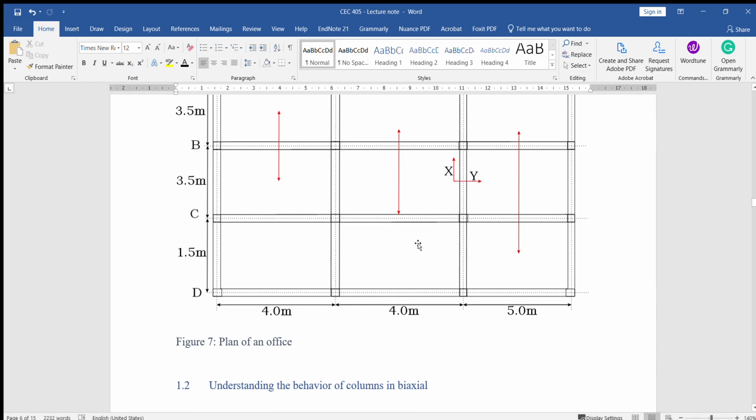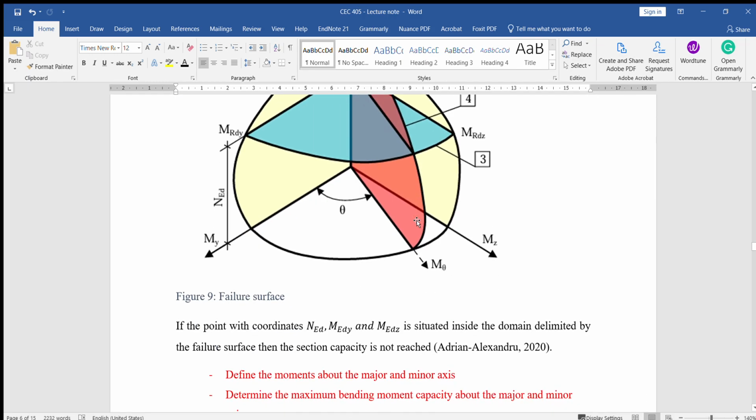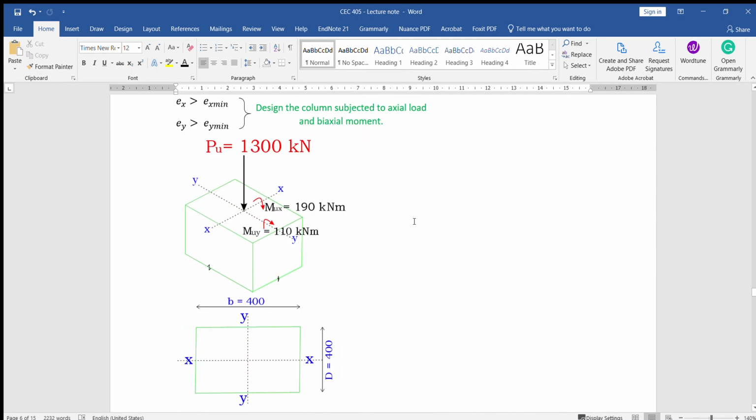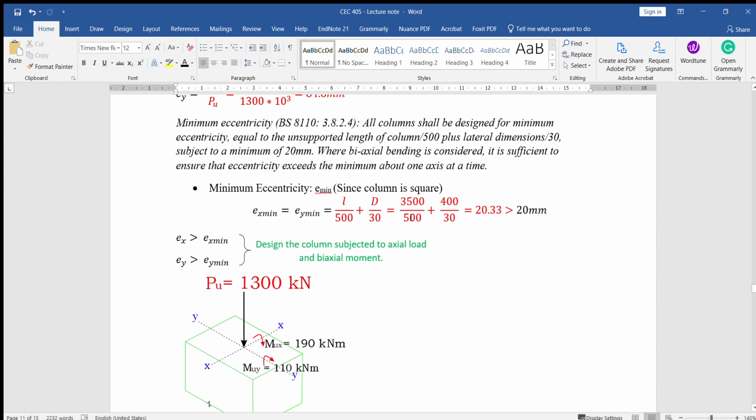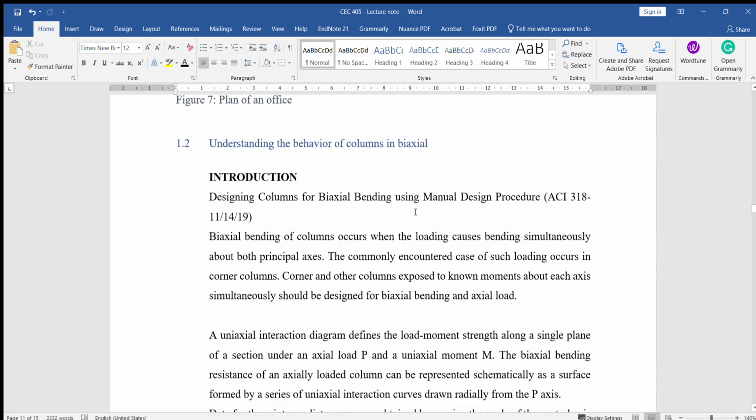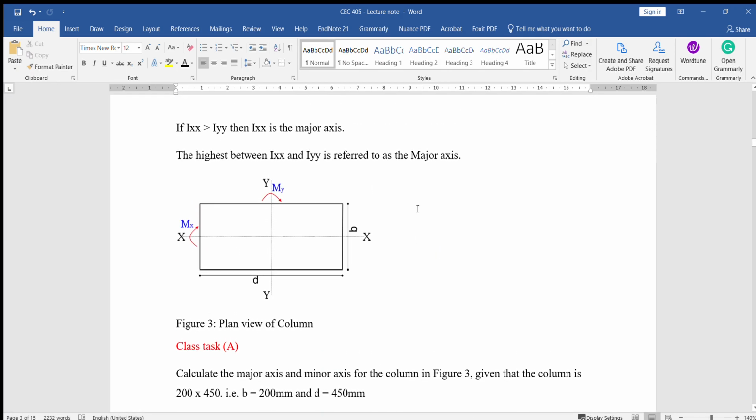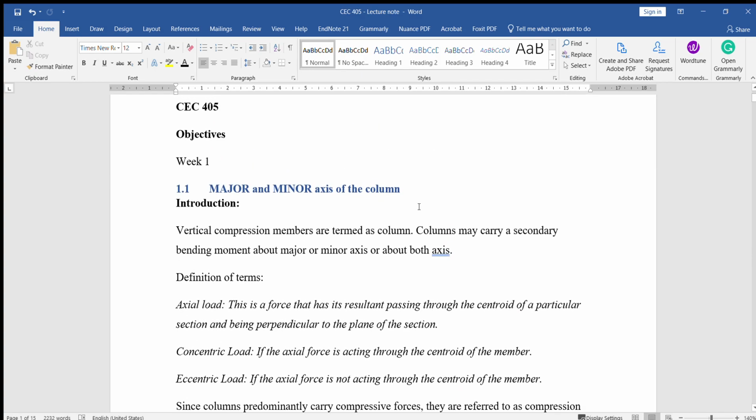In the next lecture that we'll be dropping, I will be treating how to design this column. I will be treating how we design for biaxial bending moment and some other things. If there's any question you don't understand, please kindly let me know, and I might prepare some notes for you people, so that you have something for this week.